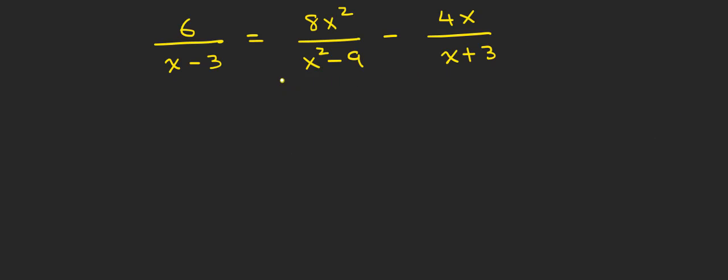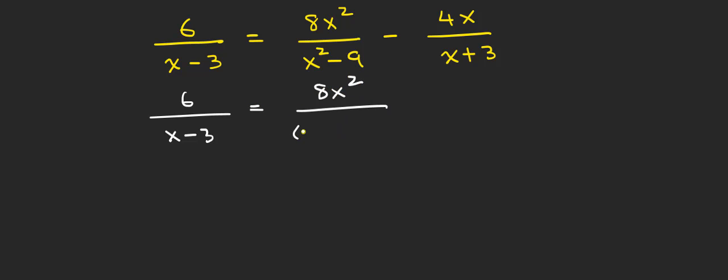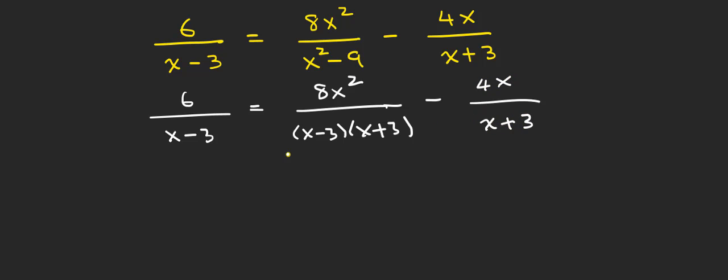Now let's take a look at this equation here. What will be the LCM? First, let's factor out x squared minus 9. You're going to get 6 over x minus 3 equals 8x squared over quantity x minus 3 times x plus 3, minus 4x over x plus 3.